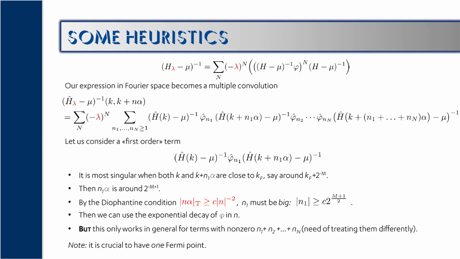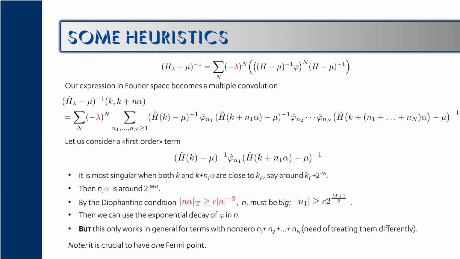Let's suppose that both k and k plus alpha are close to k_F, so both these terms are divergent. So let's say that we are around k_F plus or minus 2 to the minus n, so of order 2 to the minus n. But if both these terms are close to k_F, then n plus alpha must also be smaller, because these momenta are close to the same momentum, so their difference must be small. But if n1 alpha is smaller, you can apply the Diophantine condition to this. You see that n1 must be this.